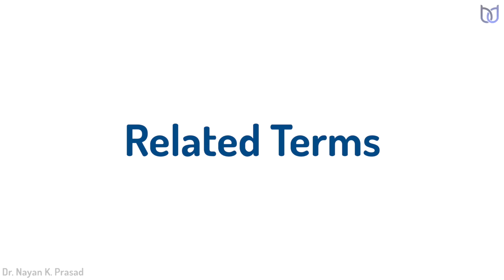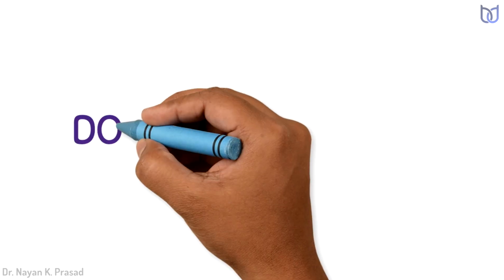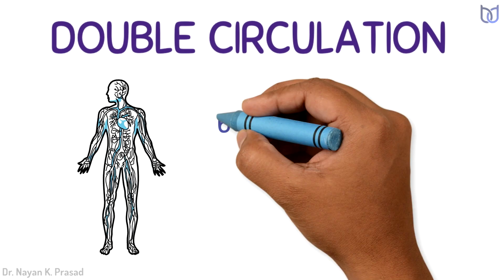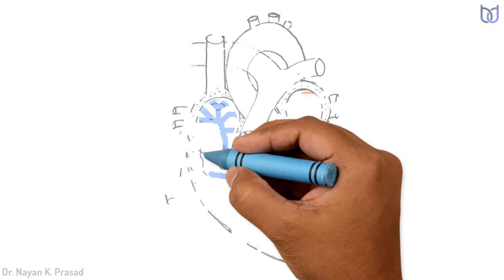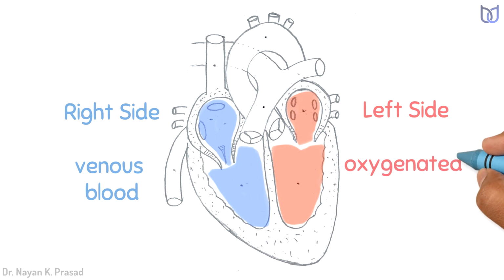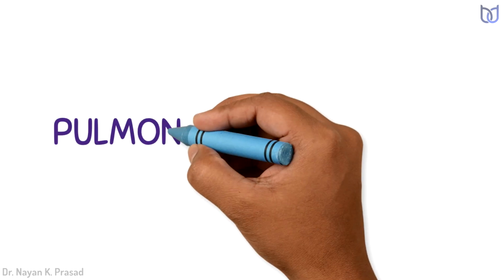Here are some terms related with the working of the heart. One is double circulation. To make a complete circuit in the body, the blood passes twice through the heart. This is known as double circulation. The right side of the heart contains only venous blood, while the left side contains only oxygenated blood. A single heart contains two distinct pumps working side by side. The right side is related with receiving and pumping deoxygenated blood, while the left side is concerned with receiving and pumping oxygenated blood. And that's why we say two types of circulation in our body.